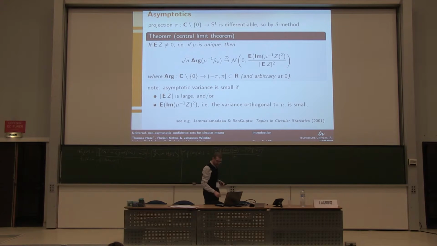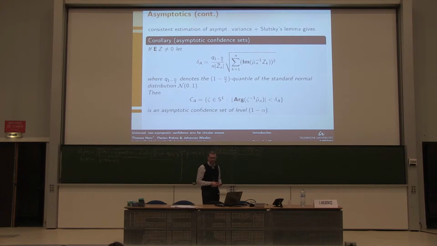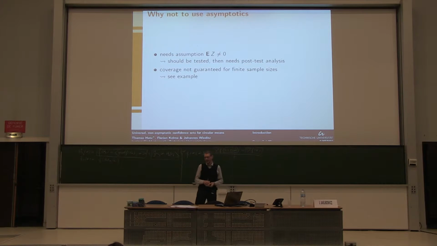Okay. Now, of course, if you have a central limit theorem, you can derive from it an asymptotic confidence interval. This asymptotic confidence interval is going to be symmetric around the circular sample mean by an opening angle plus minus delta A, which you can compute just as usual. This gives you an asymptotic confidence set of level 1 minus alpha if you take the according quantile from the standard normal distribution. There are two problems with asymptotics.